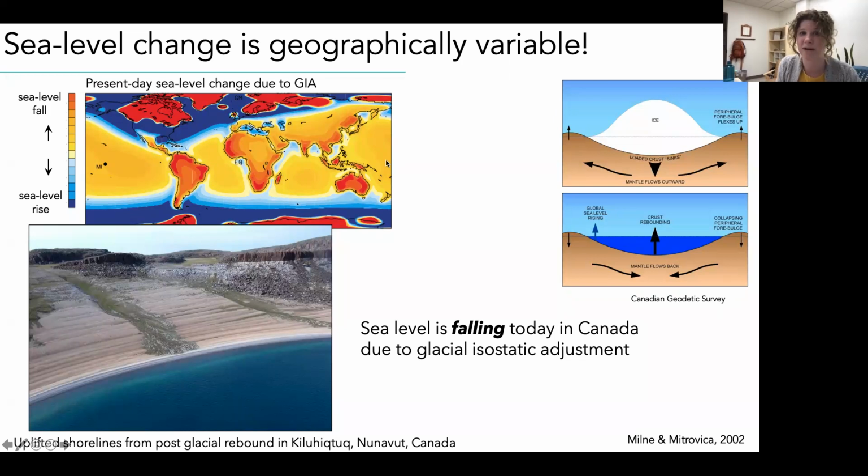Is there glacial rebound still happening in the Great Lakes region? Yes, there is.